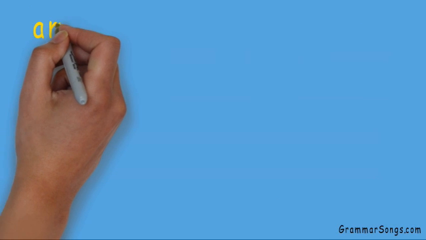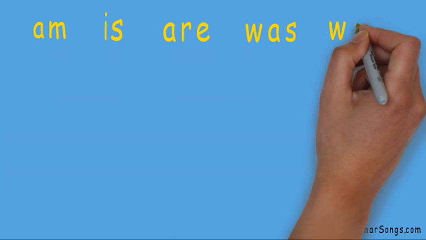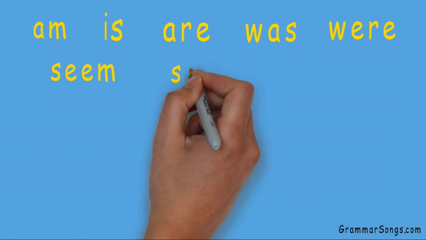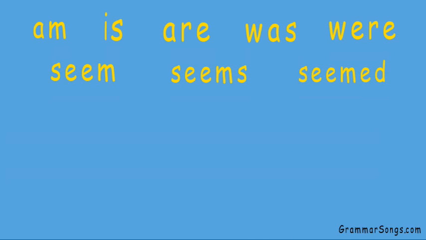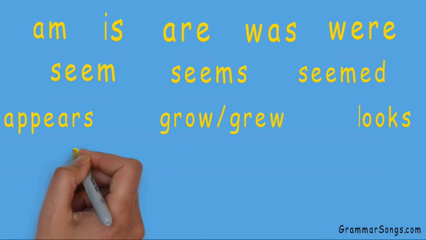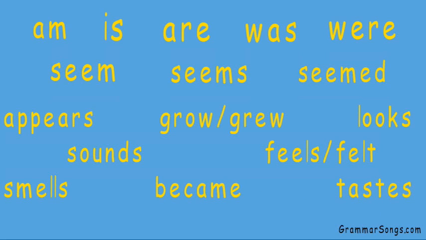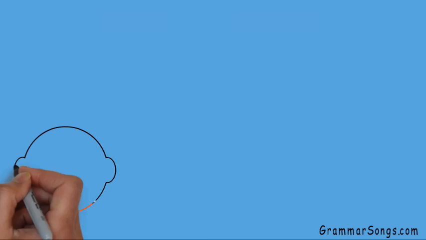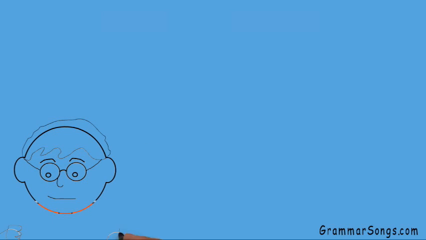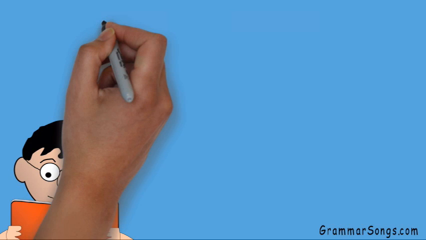Am, is, are, was, were, seem, seems, and seemed are some common linking verbs you will encounter or use when you read or write. There are many other verbs that can act as linking verbs too, depending on the situation, so learning about linking verbs can take a little practice. Remember, linking verbs tell what someone or something is, so let's practice identifying linking verbs in some simple sentences.